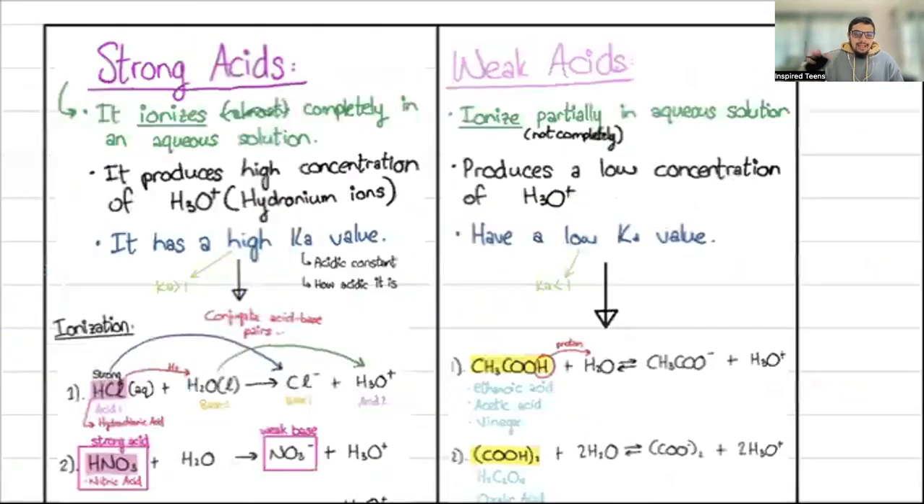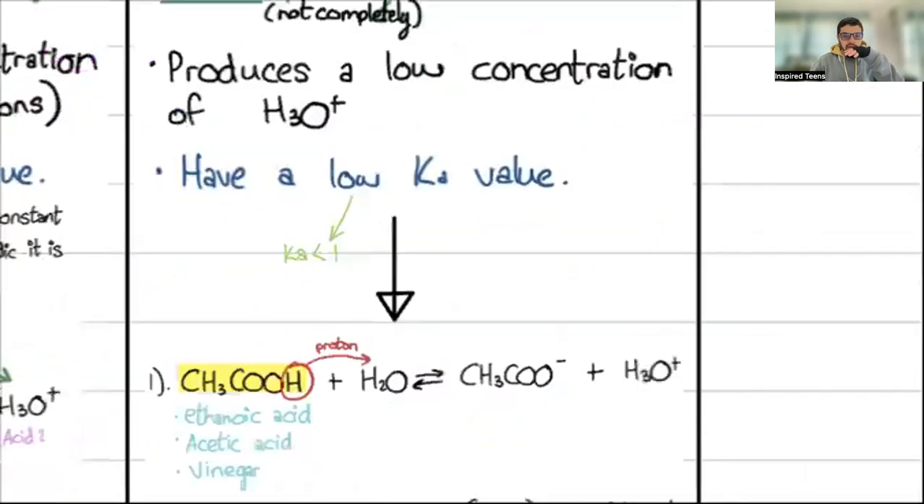So both acids would produce a certain concentration of hydronium ions, right? Because that's a defining factor of an acid. An acid, according to Arrhenius' theory, produces hydronium ions when dissolved in water. It's just that a strong acid produces a high concentration of hydronium ions, and a weak acid produces a low concentration of hydronium ions, okay? It has a low Ka value as well.